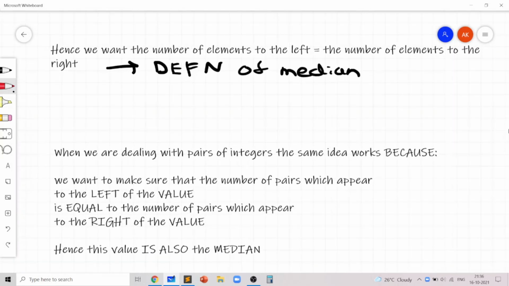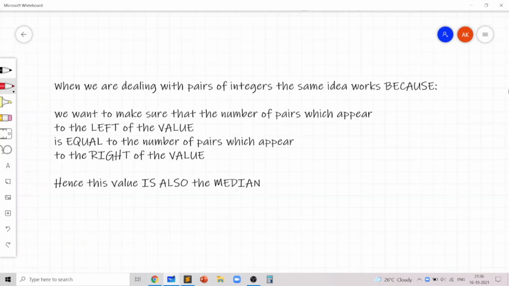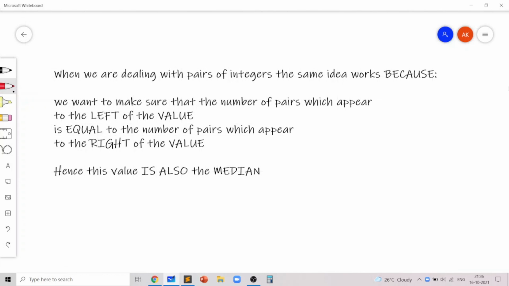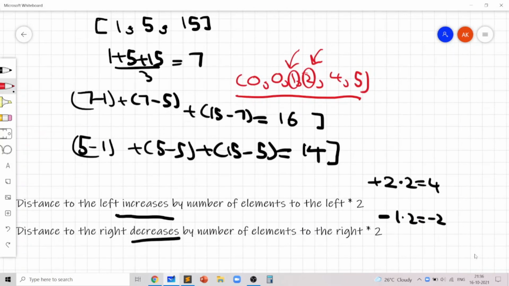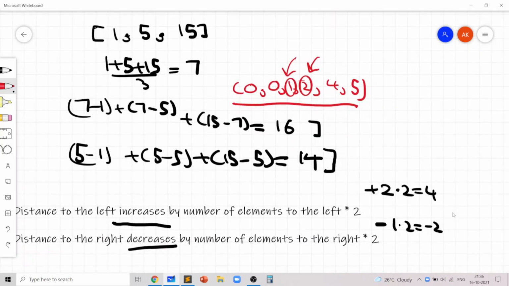So the reason why this works when we are dealing with pairs of integers also is because we want to ensure that the number of pairs which appear to the left of the optimal x value is equal to the number of pairs which appear to the right of the optimal x value, and this is actually also the median. So let's just take an example to understand why this is true.